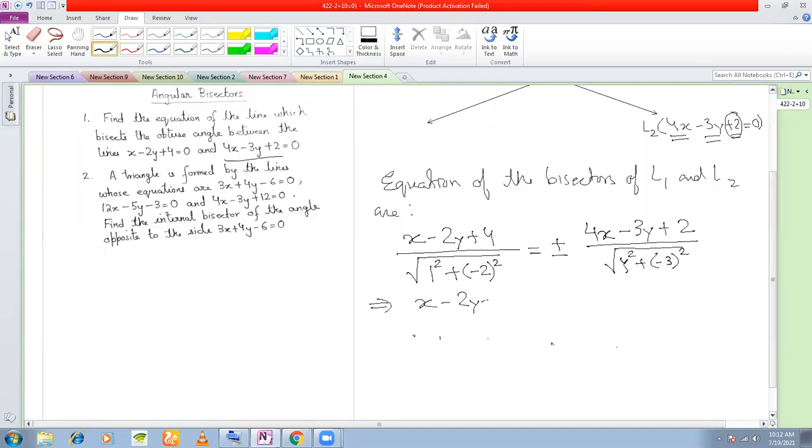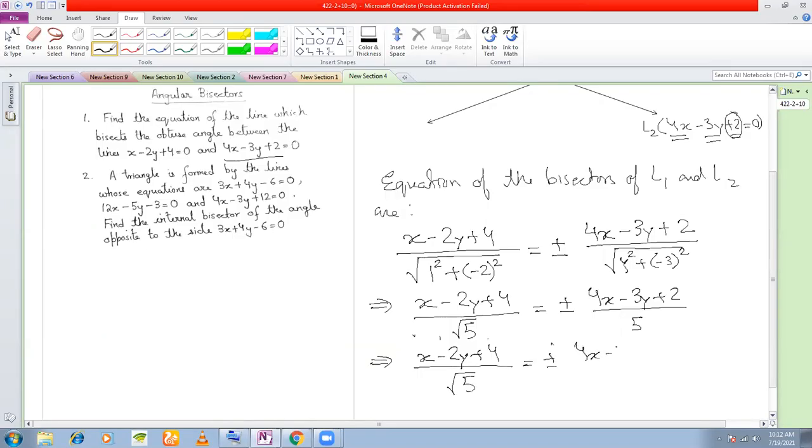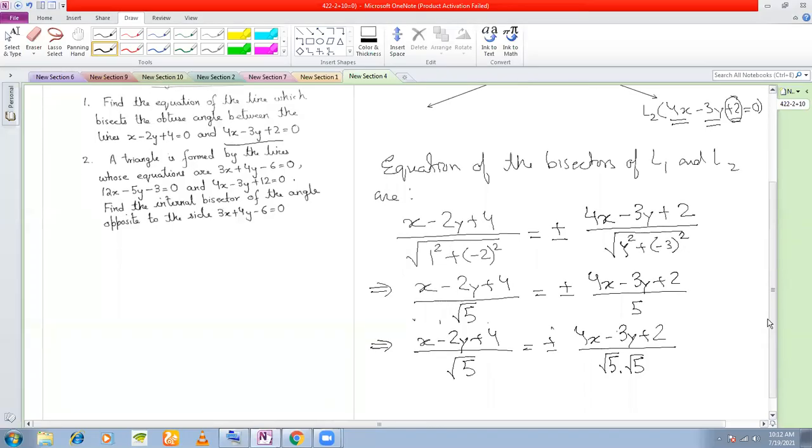So x minus 2y plus 4 divided by root 5 is equal to plus or minus 4x minus 3y plus 2 divided by 5. So x minus 2y plus 4 divided by root 5 is equal to plus or minus 4x minus 3y plus 2 divided by root 5 into root 5, right? Because we want to cancel out root 5 from here.